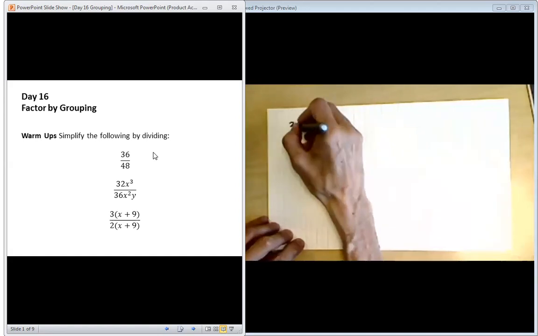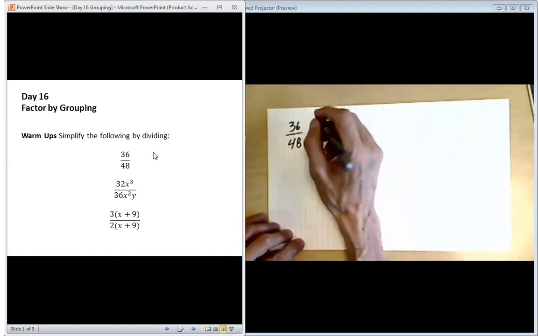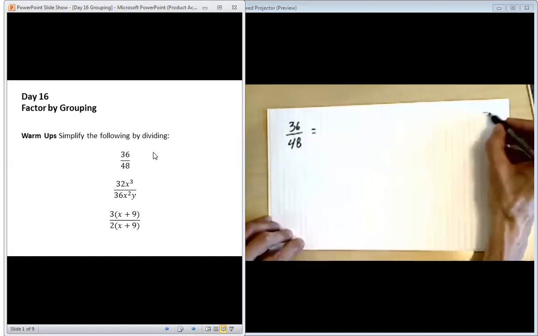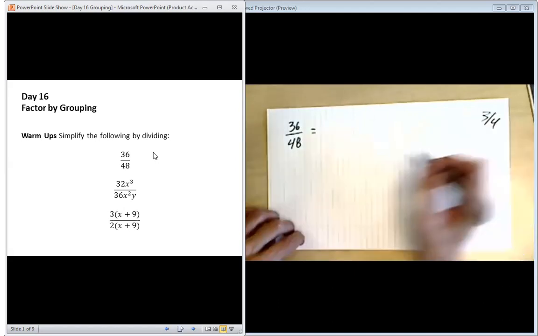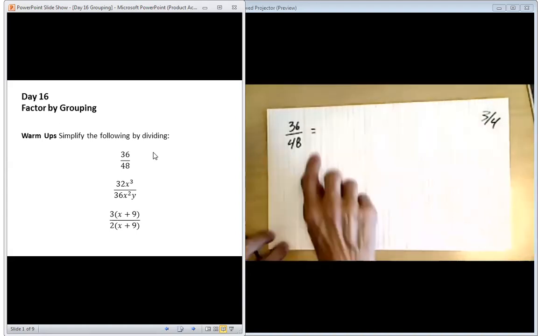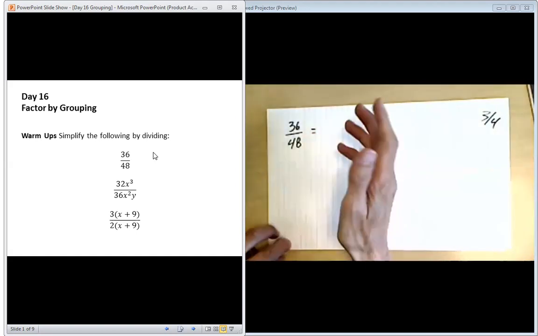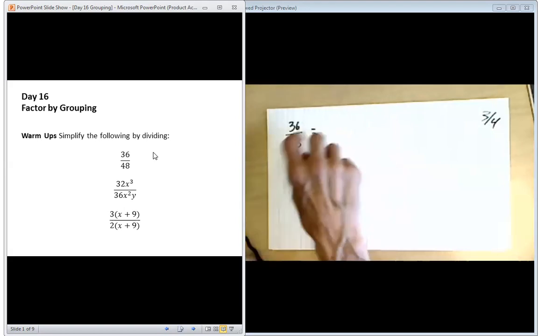So 36. Final answer is what? 3 over 4. I'm hearing from the class. I don't know yet, that's so fast, I haven't even solved it. All right, so we can take a look here. What we can do is write out the factors of each, prime factors even, right? I want to do that just to show you what happens.